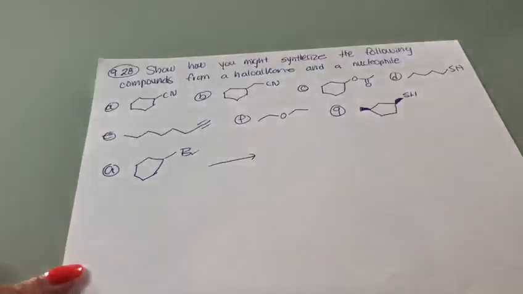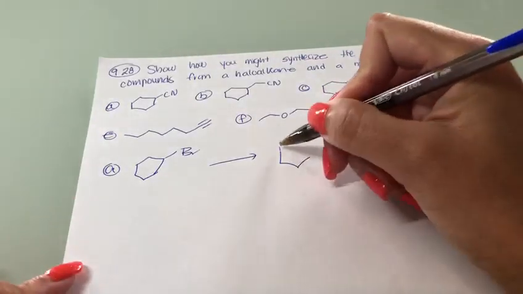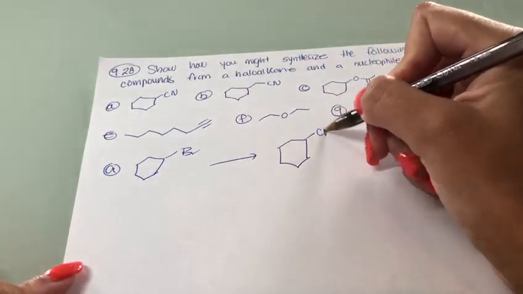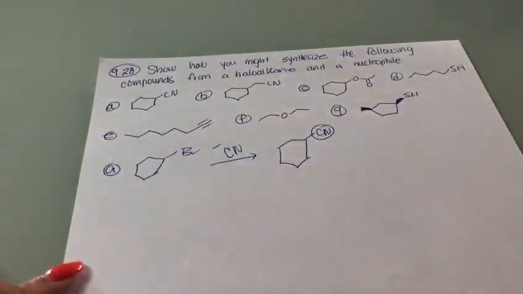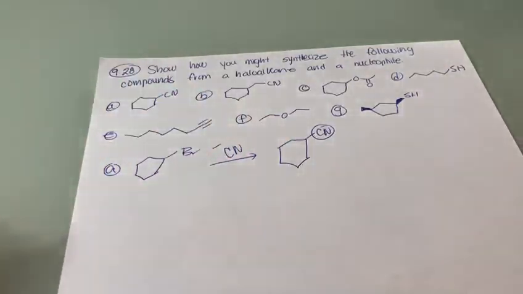And what nucleophile do you need in order to get to the product? Well, it will be CN. This happens to be a good nucleophile. So this could go through the SN2 reaction mechanism. Let's take a look at B.